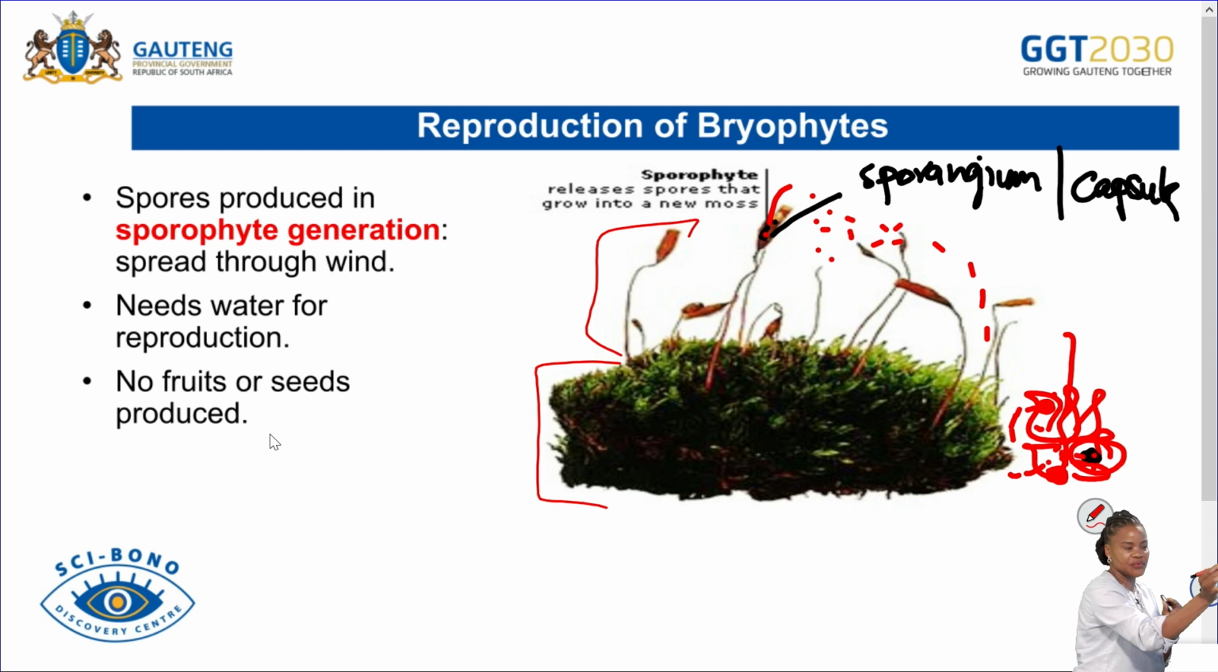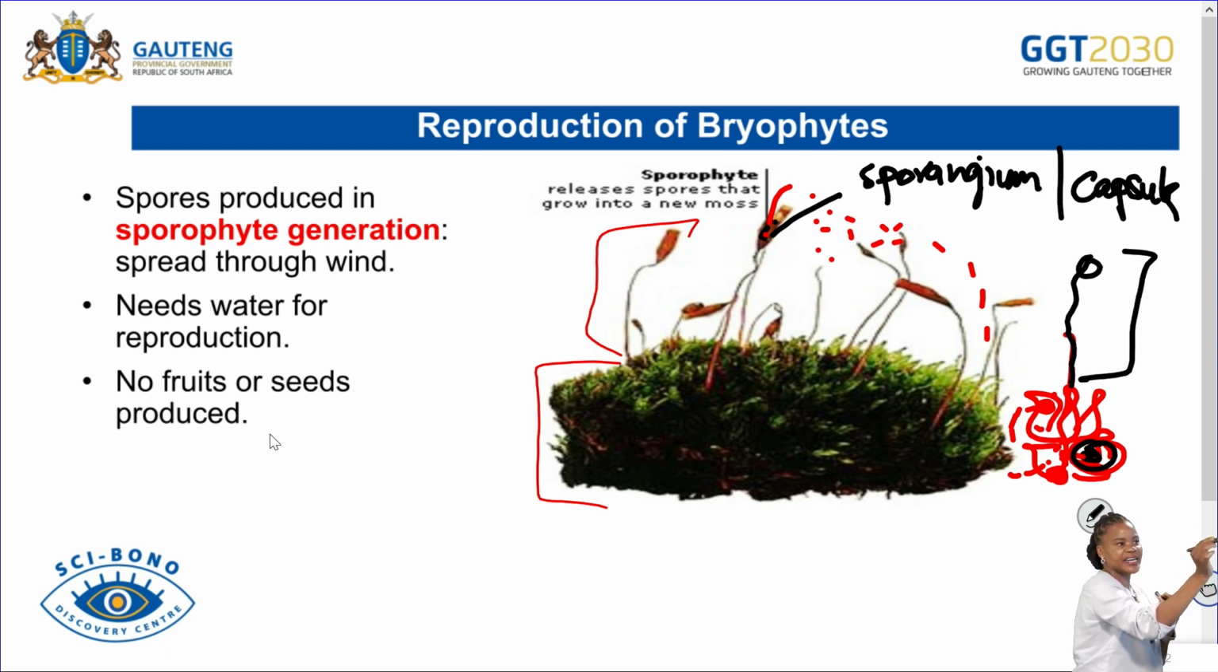The sperm cell will fuse now with what? It will fuse with an egg cell, which is inside the female branch. And then this fertilized egg will now develop into what? It will develop into the second phase, which is what now? Which is the sporophyte. So it will develop into the second phase, which is the sporophyte.